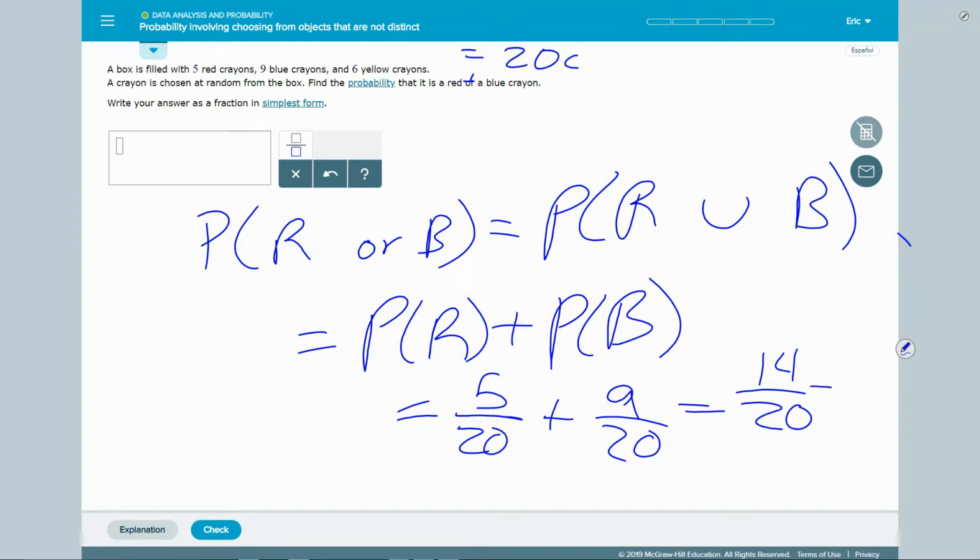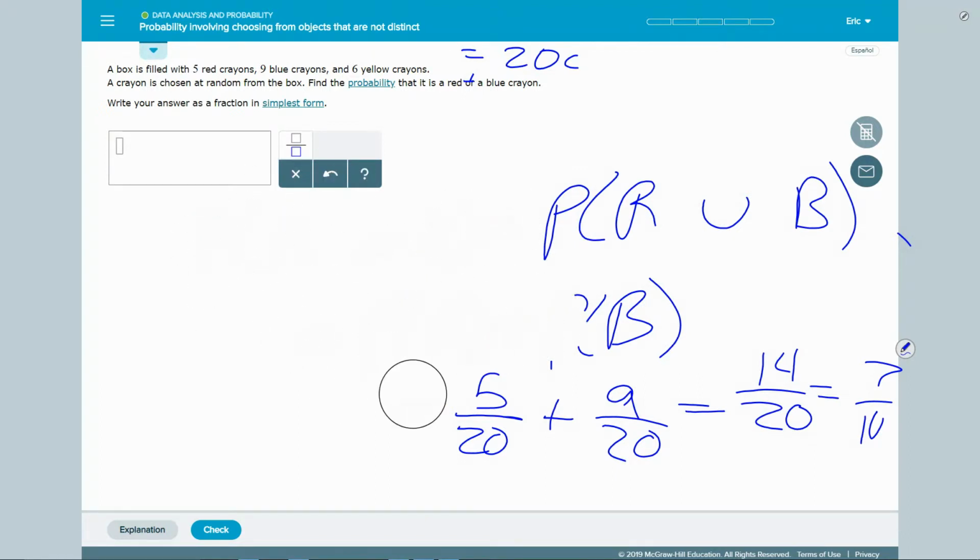It's going to be reduced, divide both the top and bottom by 2, and 7/10 of our crayons, or 70% of our crayons. There's a 70% chance I'll draw a red or blue crayon. So 7/10 would be our answer.